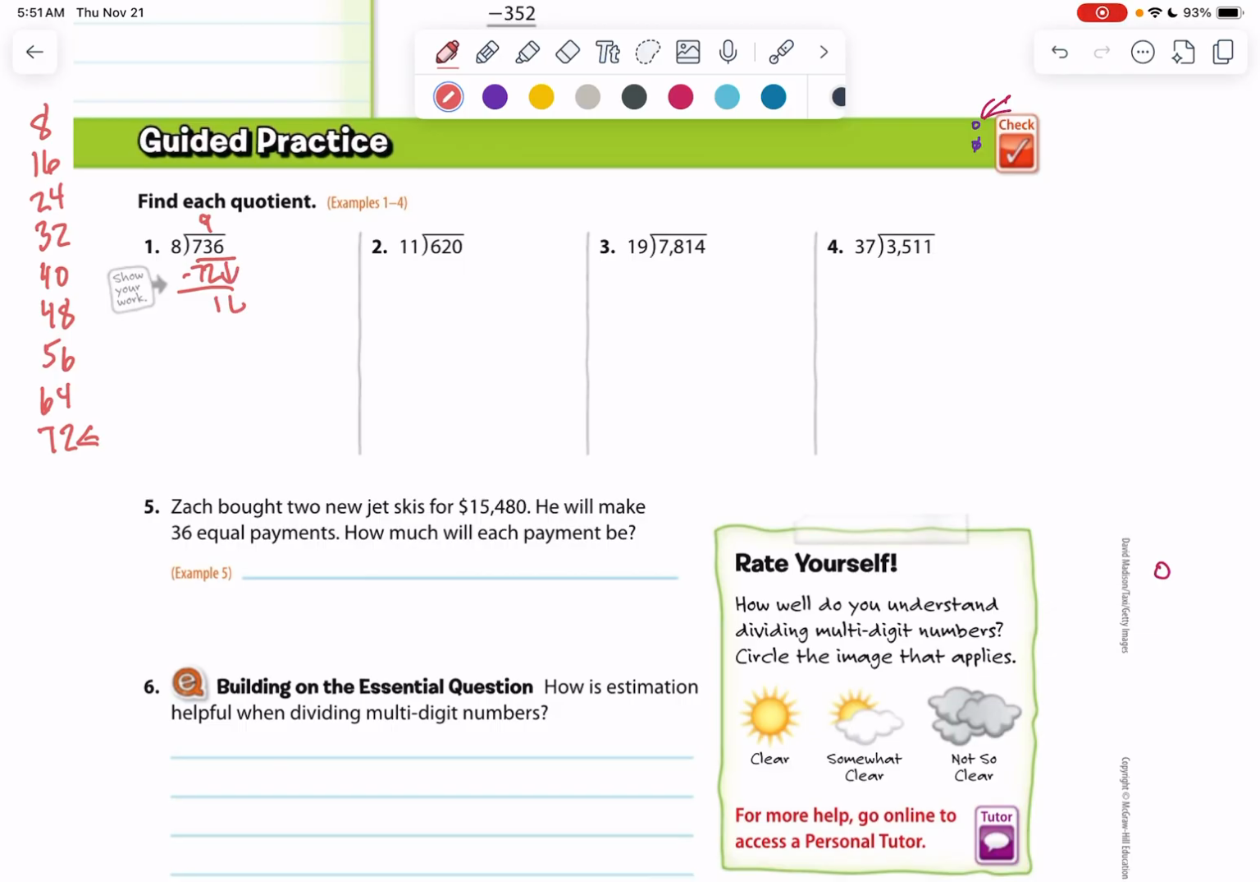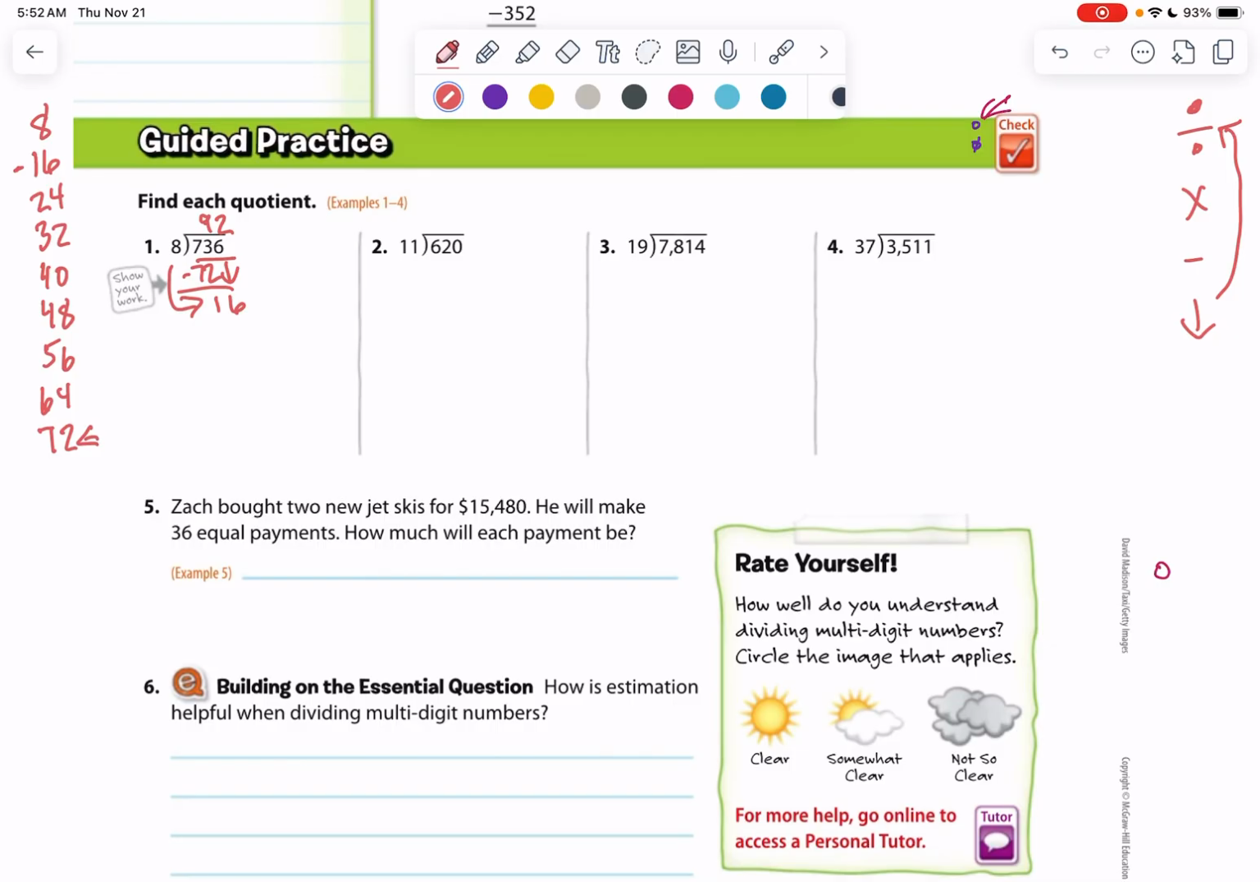Bring down the 6. Let's put this over here. Divide, multiply, subtract, bring down, repeat. Okay? So now we're thinking about how many groups of 8 we can make out of 16. It goes evenly, guys. 2. Okay? So 736 divided by 8 is 92.